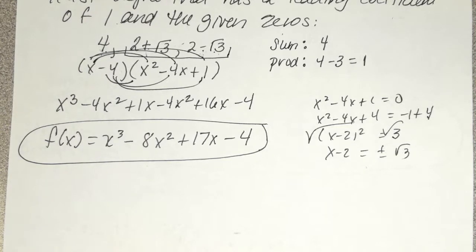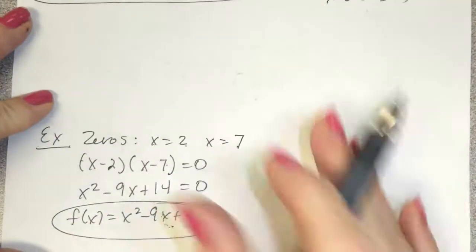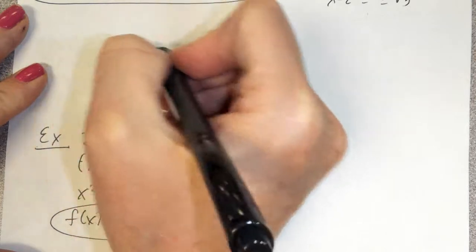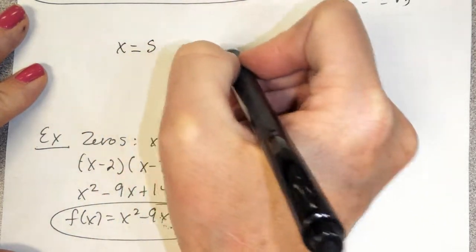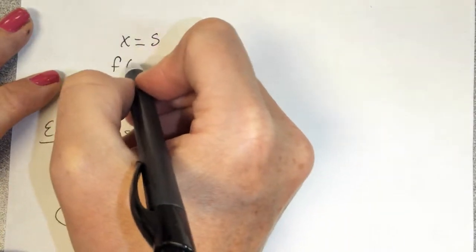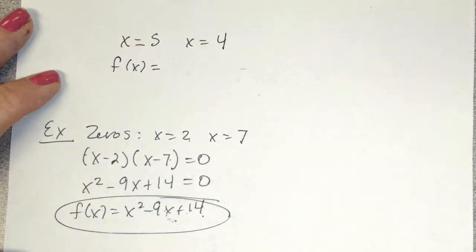Any questions? Let me just give you two easy numbers. Just think about this. What if we say x equals 5 and x equals 4? Can you quickly come up with the function that would have those zeros? I hear the pins dropping, so some people have it.